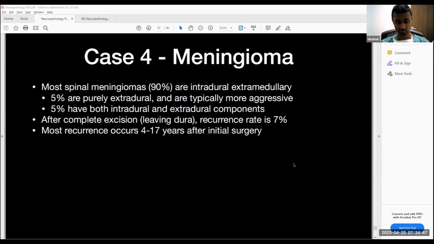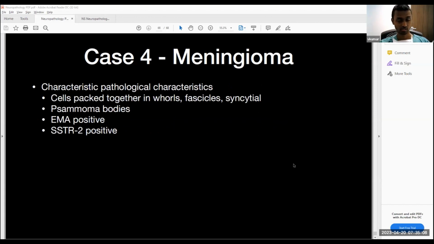So most spinal meningiomas, about 90%, are intradural extramedullary. About 5% are purely extradural, and these are more aggressive, and 5% are both intradural and extradural. After complete resection, bipolaring the dura, the recurrence rate is still about 7%, and the average time to recurrence is typically between 4 years and 17 years. As we talked about, the classic histological characteristics are cells packed together in whorls, fascicles, and syncytia. They have psammoma bodies, and it's positive for EMA and SSTR2.